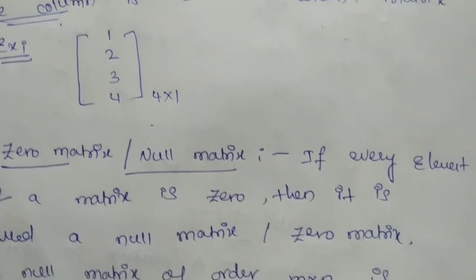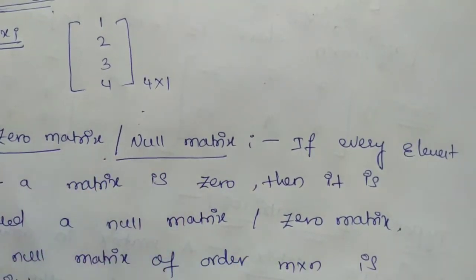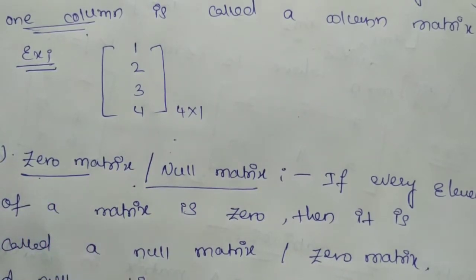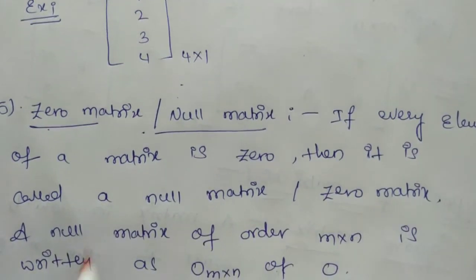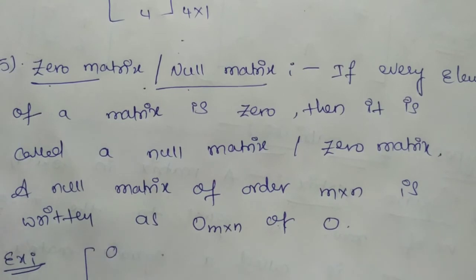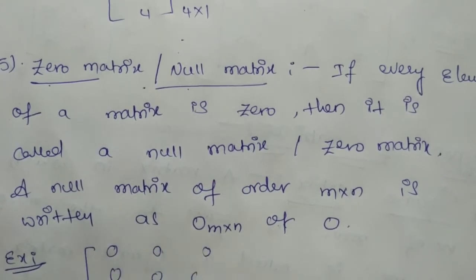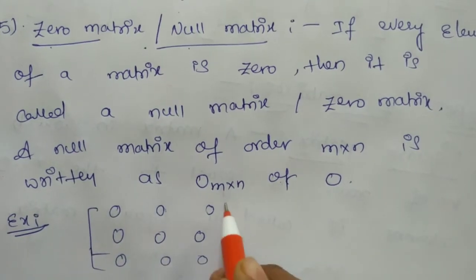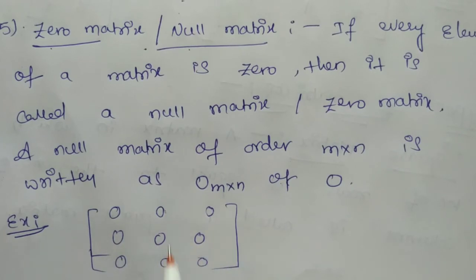Next, coming to the next matrix, that is zero matrix or null matrix. Zero matrix is nothing but all the elements of a matrix are zeros, then that matrix is called zero matrix. So every element of null matrix is 0. Here I am taking an example. All elements are zeros: 0, 0, 0, 0, 0, 0, 0, 0, 0. So this is null matrix. Order here is 3 rows and 3 columns.